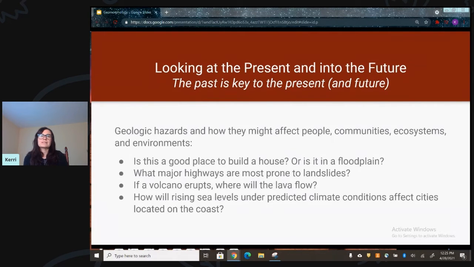What major highways are most prone to landslides? If a volcano erupts, where will the lava flow? We can also look even farther into the future and ask things like, how will rising sea levels under predicted climate conditions affect communities located on the coast?